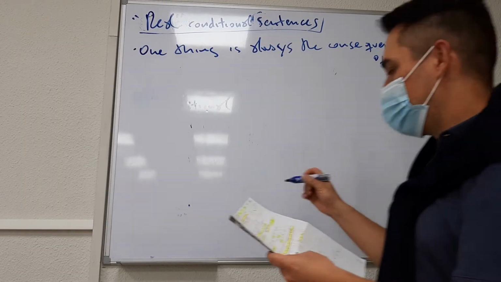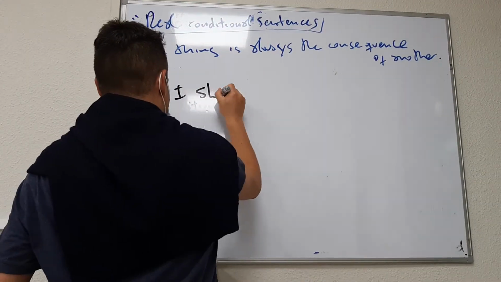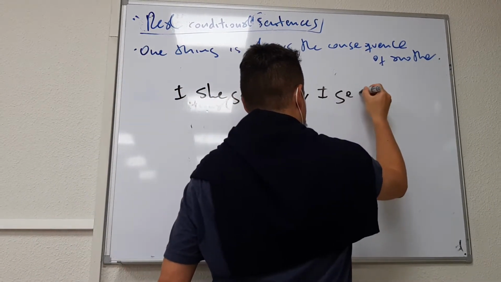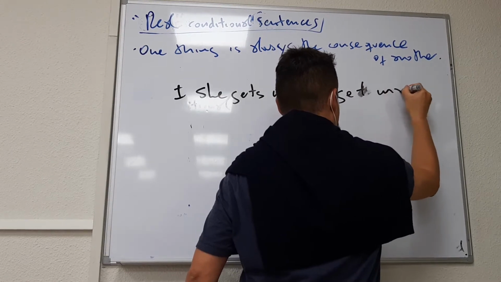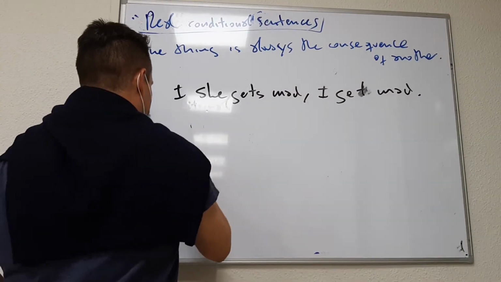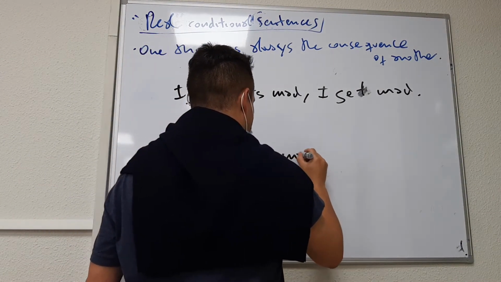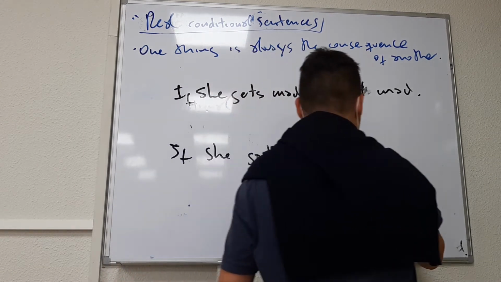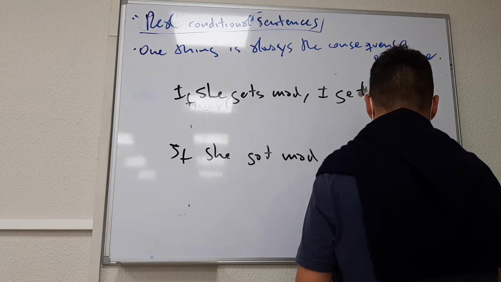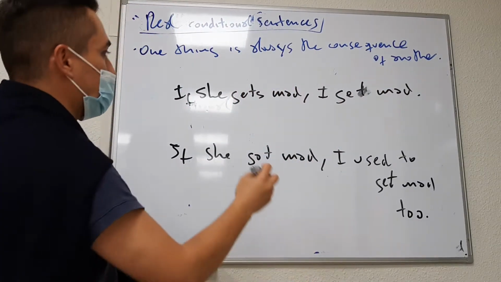What do we need here? Let me give you some examples. If she gets mad, I get mad. Another one. If she got mad, I used to get mad too. The typical one is present simple, present simple.